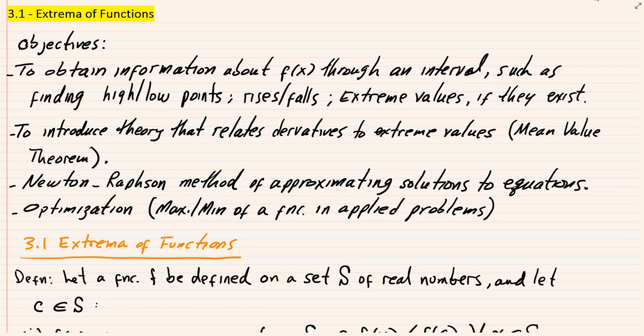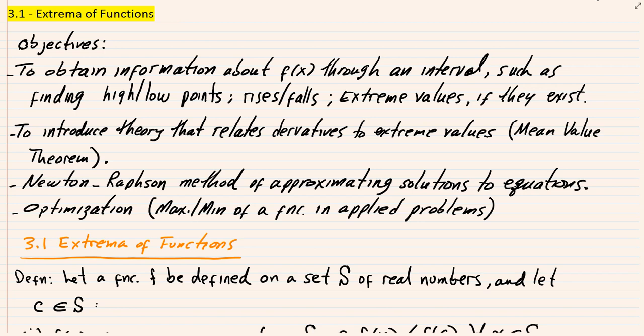3.1, we're going to talk about the extrema of functions. So here I have listed 4 items. These are the objectives of chapter 3, not this section, but in chapter 3. Part of this would be the objective of this section. But all in all, in chapter 3, we are interested in trying to obtain information about a function through an interval. Okay, so I have listed some of the things that we may be interested in.